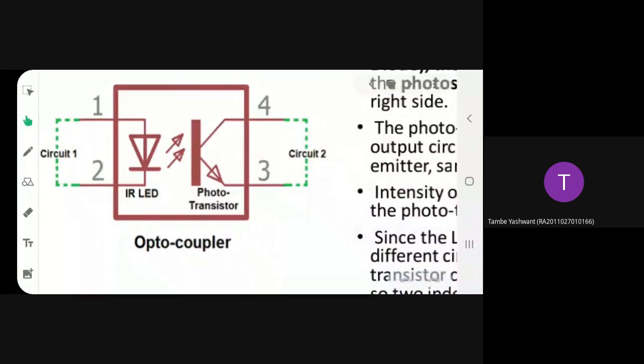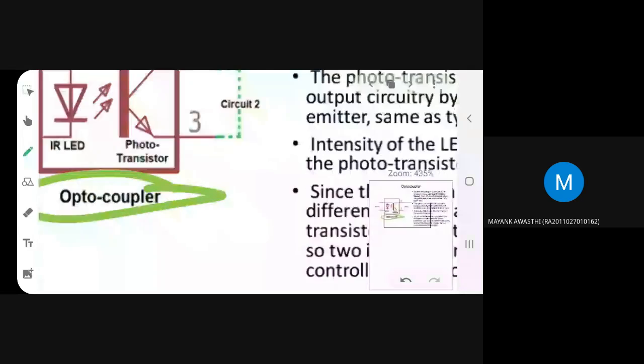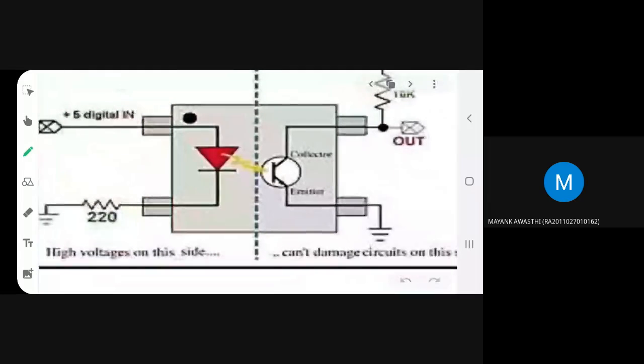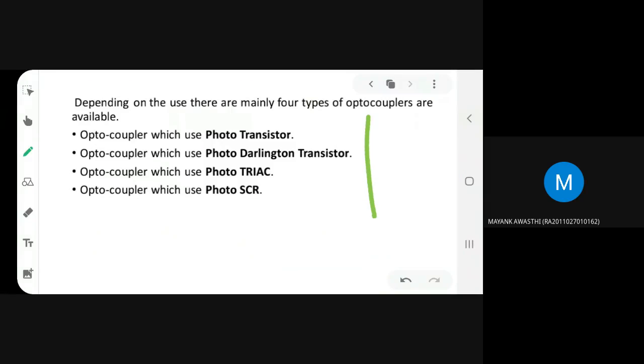By using what arrangement in between? What is the name of this electro-optical transducer? Optocoupler or opto-isolator. As I told you, here you are using a phototransistor. Similarly, you can also make use of a photodiode. That is also possible. So here you can use a photodiode like that. Accordingly, different types of optocouplers are possible.